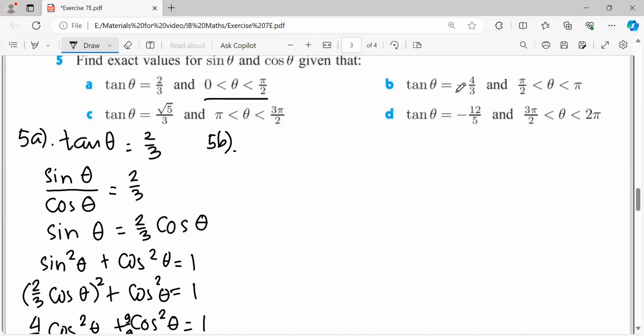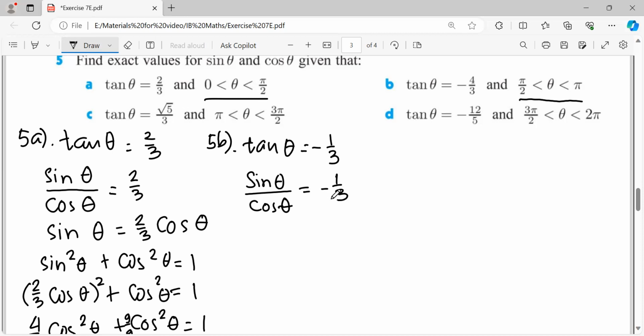Okay, tangent theta equals negative 1/3, and theta is a quadrant 2 angle. So sine theta over cosine theta equals negative 1/3. Sine theta equals negative 1/3 cosine theta.